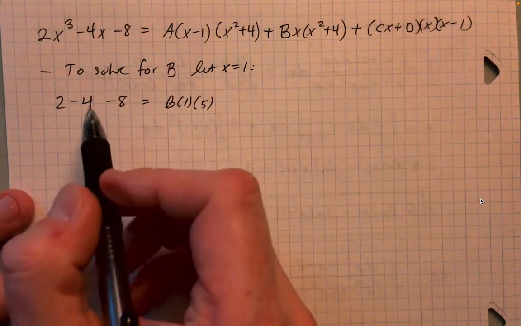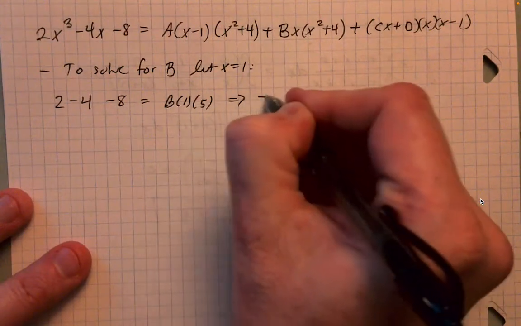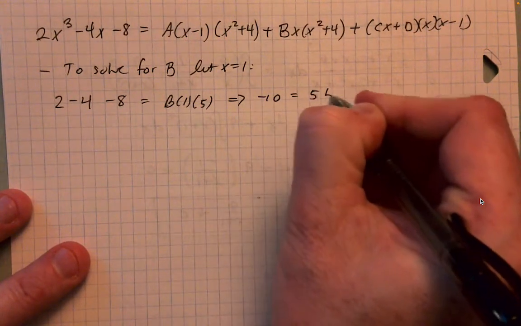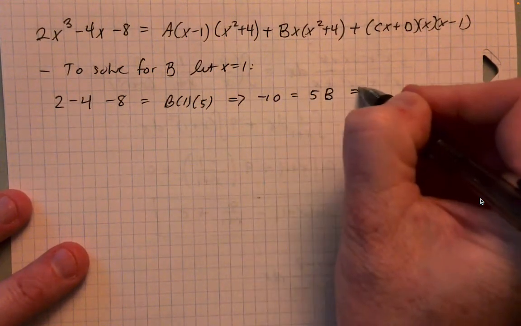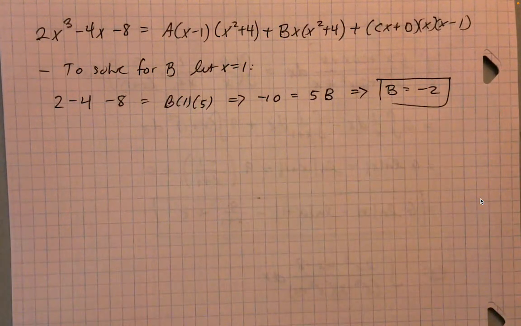Okay, so what do I have? I've got negative 10 equals 5b. So that means b is equal to negative 2. Excellent.